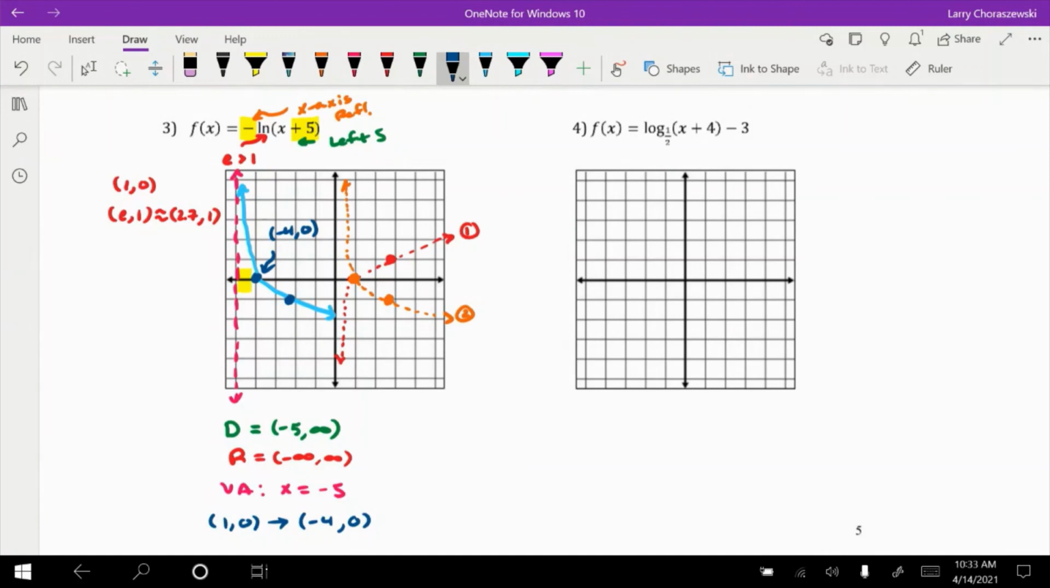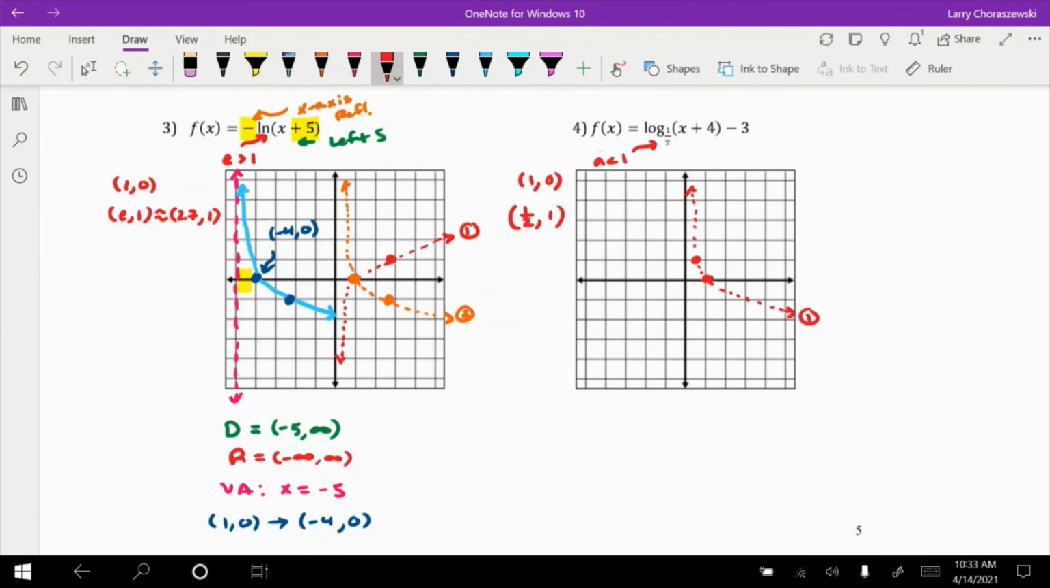Okay, I'm going to try to catch up with you folks. This time the base is less than 1. So it will go through the point (1, 0), but also (1/2, 1). So (1, 0) and then (1/2, 1) will force the left end of the graph to go along the positive part of the y-axis, and the right end of the graph to go down to -infinity.